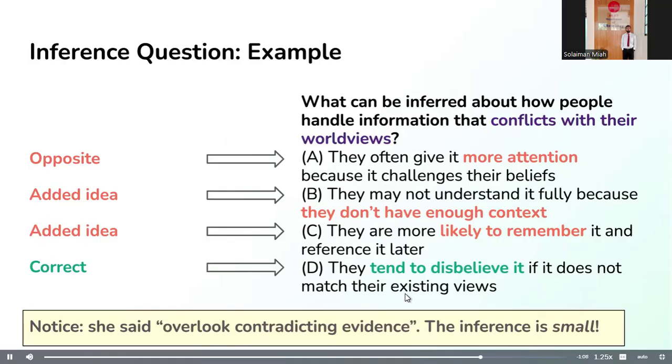Similarly, the professor doesn't say anything about how well we remember anything, just what we pay attention to and what we believe is true. The final answer choice is our correct one. The professor said that people more likely believe evidence that matches their existing ideas. That means they're less likely to believe evidence that does the opposite, that contradicts their existing views.